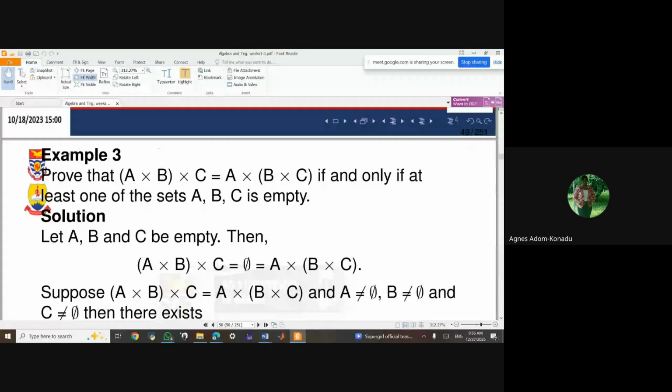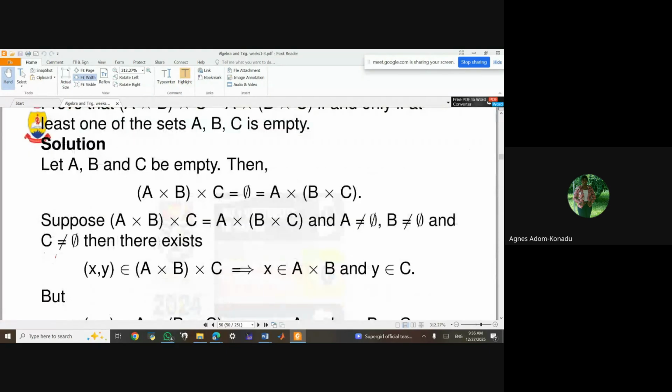So let A, B, and C be empty. Then we know that (A cross B) cross C will be empty, and also A cross (B cross C) will be empty, because if one or all of them are empty, then you're going to get an empty set. Then the next, I suppose that (A cross B) cross C is equal to A cross (B cross C), and then my A is not empty, my B is not empty, and my C is not empty. If A, B, and C are not empty, then we know that (A cross B) cross C will treat A cross B as one set.